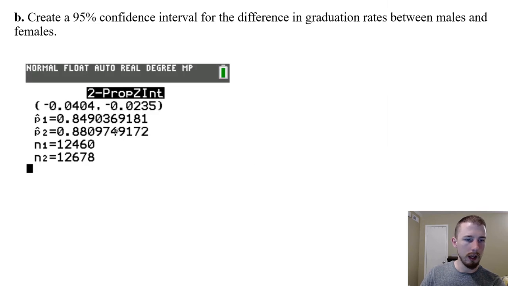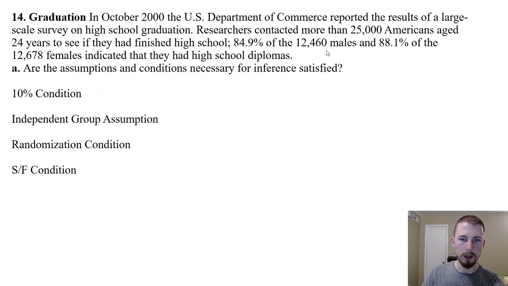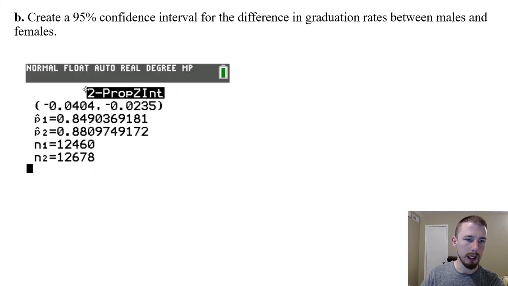If you look at the difference between these two, it's going to take the first proportion minus the second one, which would give us a negative value, meaning the second one was larger, and the second one we put in was the females, I believe. So we noticed that females were more likely to graduate, and that's why we had a negative value here. You could put the females in for the first proportion and the males in for the second, then you get a positive difference. So just be careful of that.